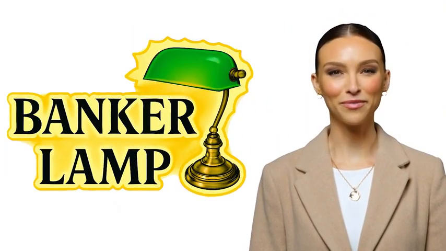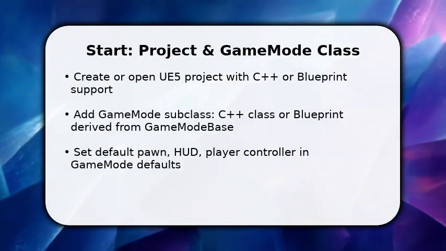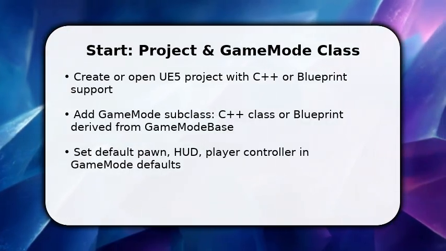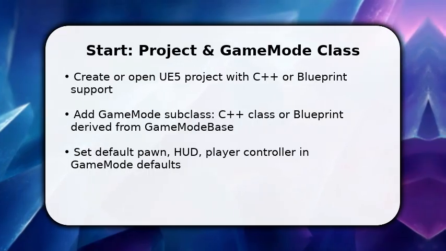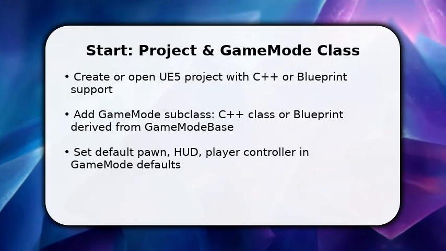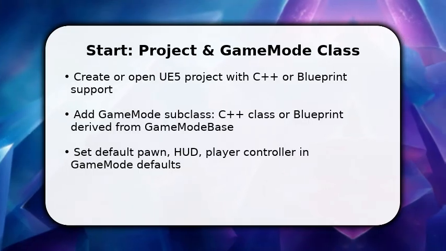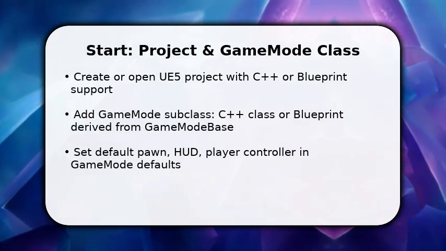Please enjoy the video. You're starting by creating the game mode class itself. Choose C++ for control or Blueprint for speed. Once done, register it in project settings, maps and modes, so the engine uses it. You'll also assign default pawn, player controller, and HUD here. That ties player behavior to the mode.